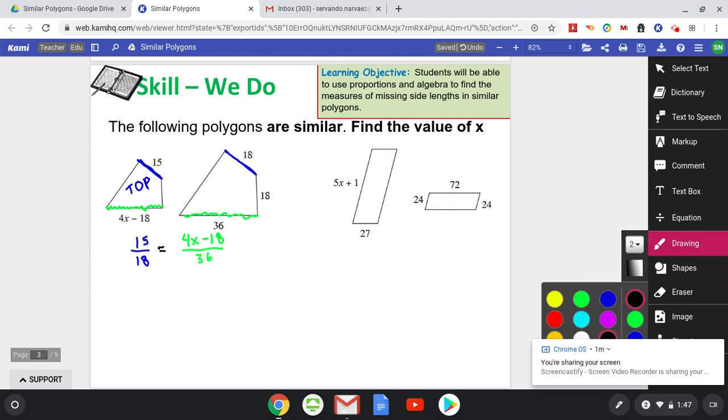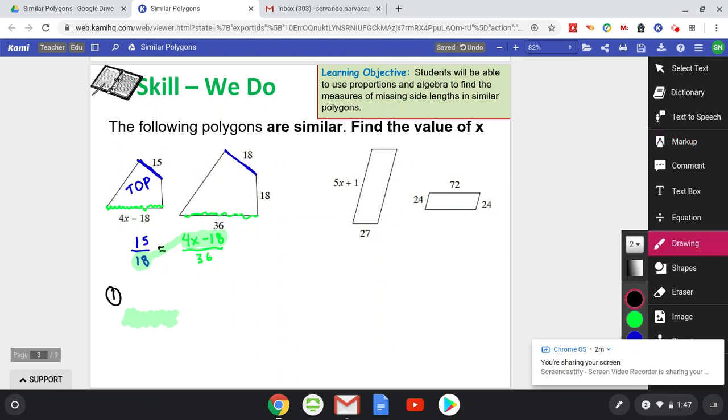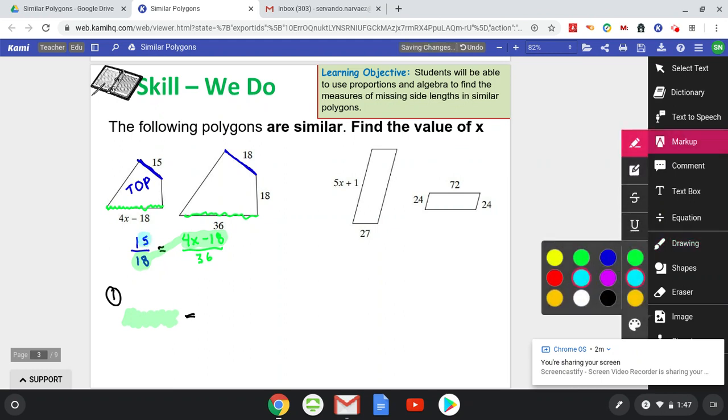There's two ways to solve it. One of them is you just start cross multiplying right away. Let's do that. So method number one, cross multiply right away. Okay, so I'm going to multiply 18 times 4x minus 18, and that's going to give us this side. That will be equal to cross multiplying 15 times 36, and that's going to give us the right hand side.